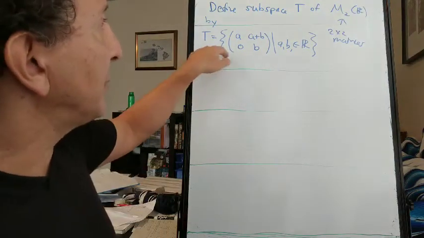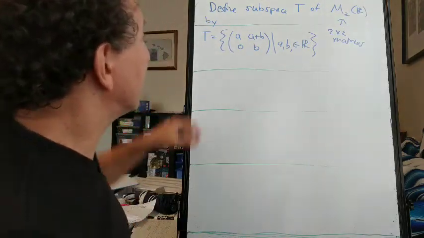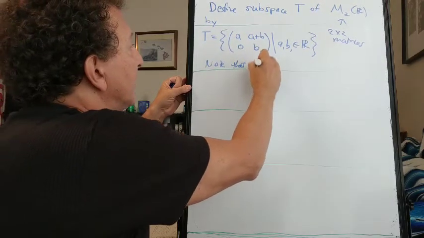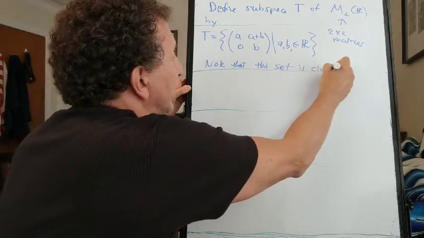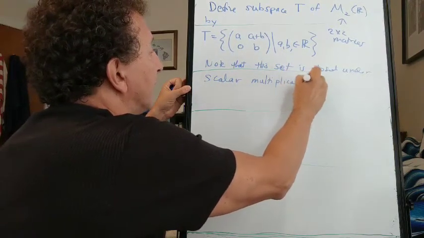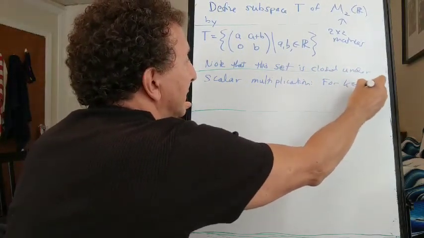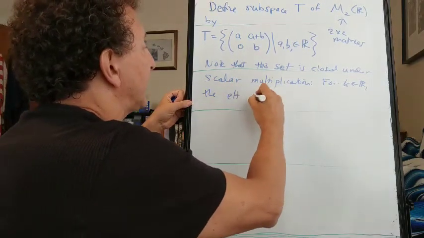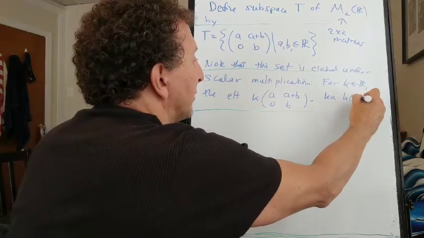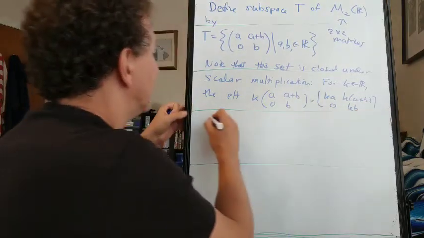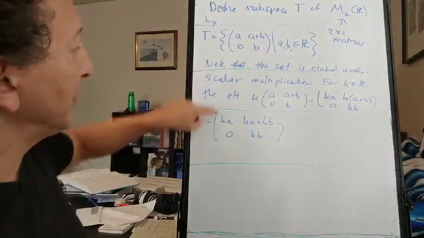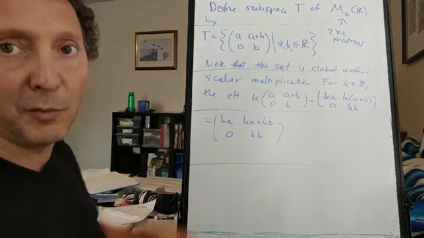Now we can check that this is actually a subspace of the 2x2 matrices by checking to see that it's closed under addition and scalar multiplication. So this set is closed under scalar multiplication, because if we have a real number k, the element k times A, A plus B, 0, B is kA, kA plus B, 0, kB, which is kA, kA plus kB, 0, kB, which has the right form. So we've got two numbers on the diagonal, and then the number above the diagonal is the sum of those two numbers on the diagonal.